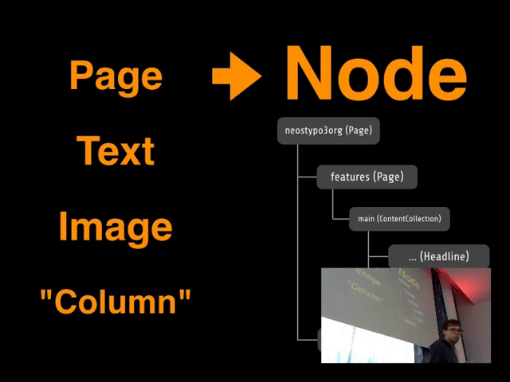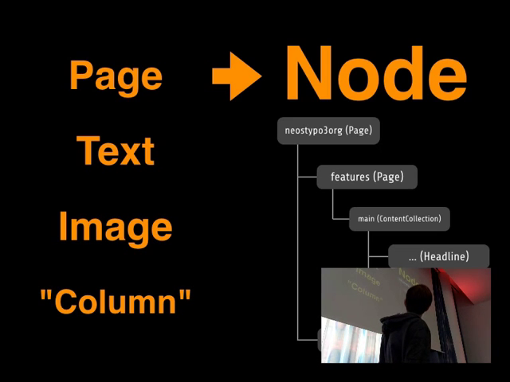And this node or content structure is not even tied to the web, essentially. So here you see, of course, a website. We have the website, the homepage, then the features page and the roadmap page. And in there we have what we call a content collection. That is like a column in TYPO3 CMS, and it has some headline and some text in there.